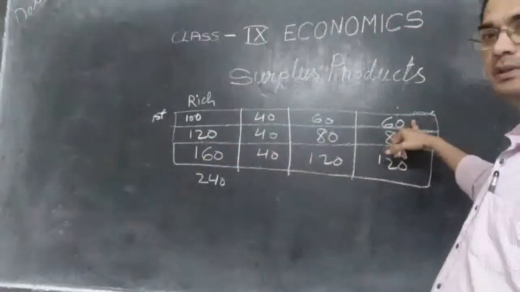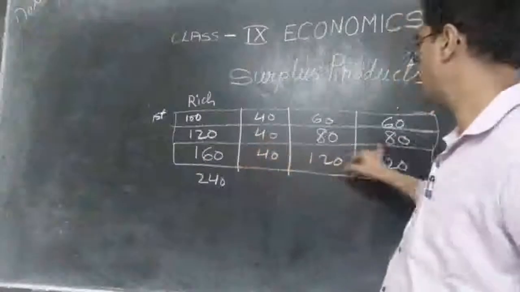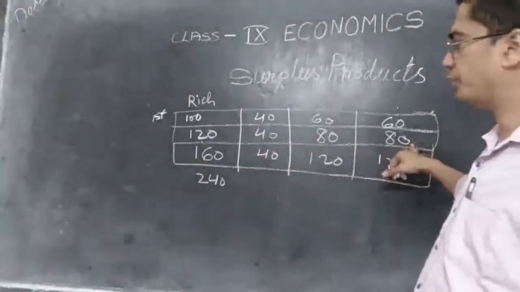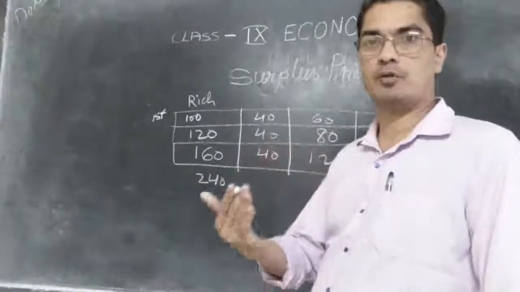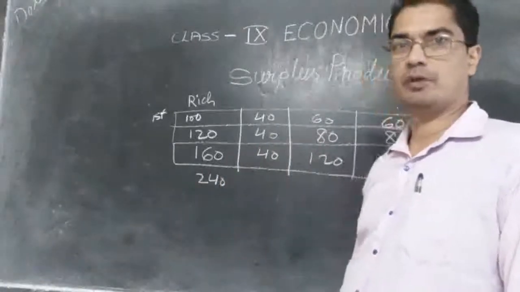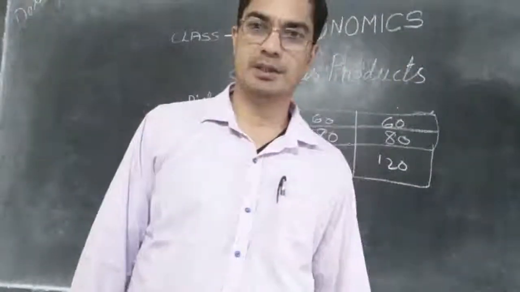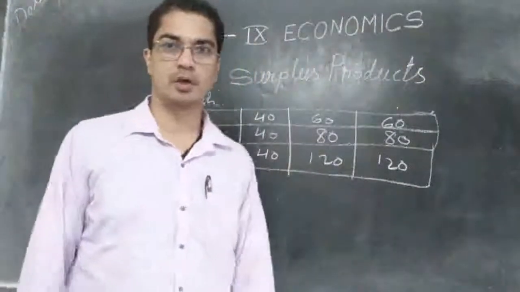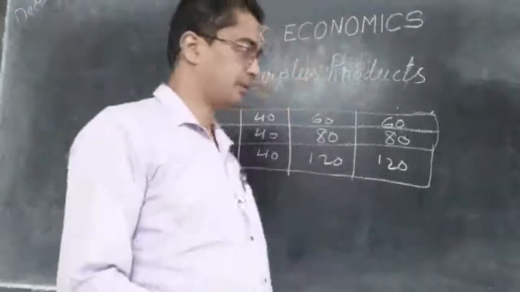Here the surplus is 60 and 60 is making into 120. Here the surplus is 80 and he is making it into 160. So he is able to produce double of what he is putting. So if he puts 60 kg, he is able to make 120 kg. So that is the situation of a rich farmer. Now let us see another type of farmer.